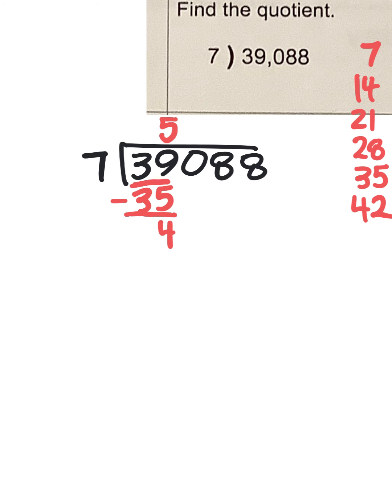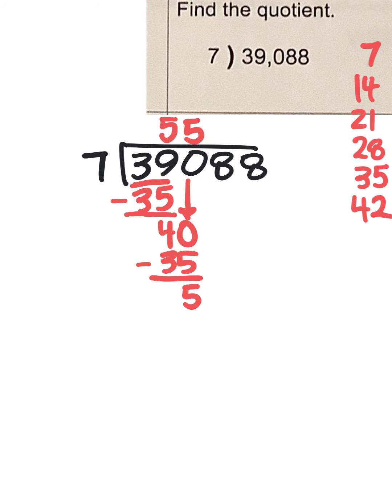This is where I check it. Is that 4 less than our divisor? Yes, it is. So now we're going to bring down the 0, which gives us 40. How many times will 7 go into 40? 5. There's our 5 again. We know that 5 times 7 is? 35. When I subtract 40 minus 35, my answer is 5.